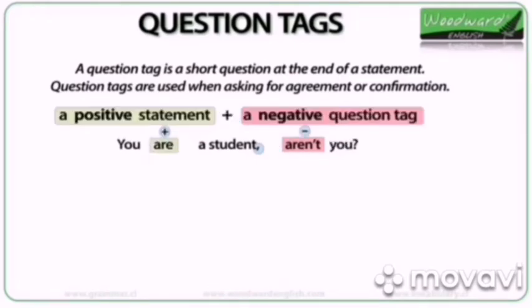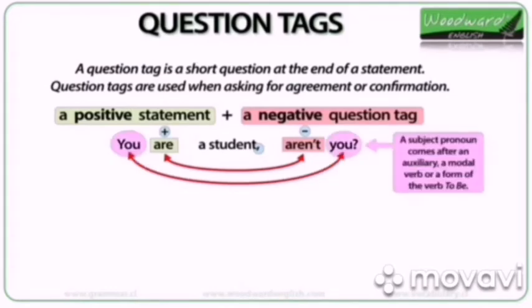When using question tags, a positive statement is followed by a negative question tag. You are a student, aren't you? You are is positive, so the question tag needs to be negative. Aren't you? Notice how there is a comma at the end of the first statement. You are a student, comma. The question tag is formed by an auxiliary, a modal verb, or a form of the verb to be. In this case, it is a form of the verb to be. After this comes the subject pronoun, in this case, you.